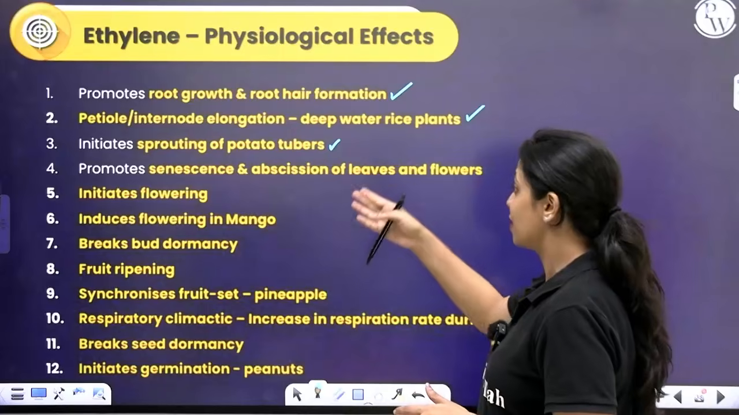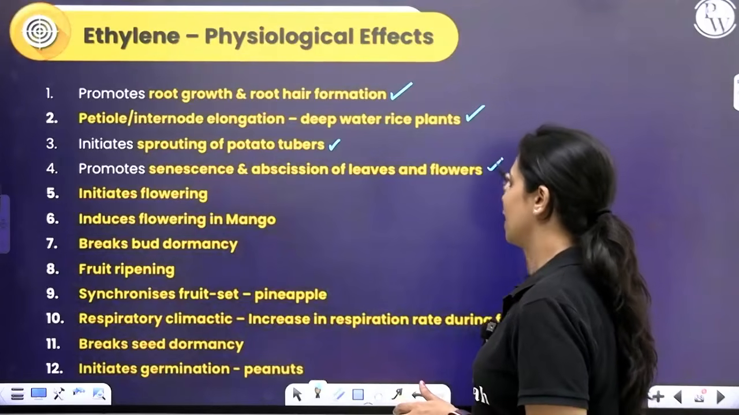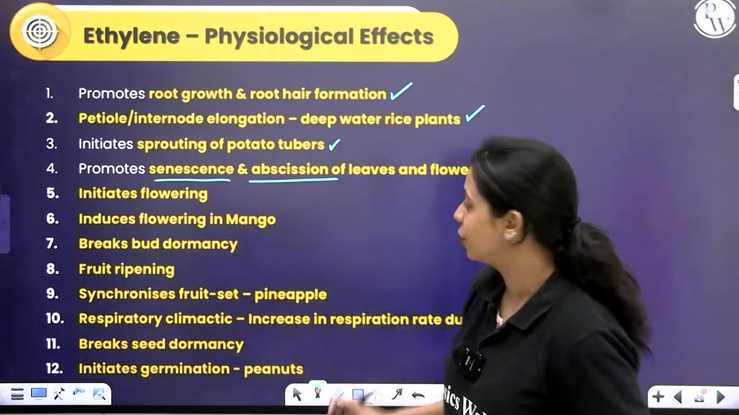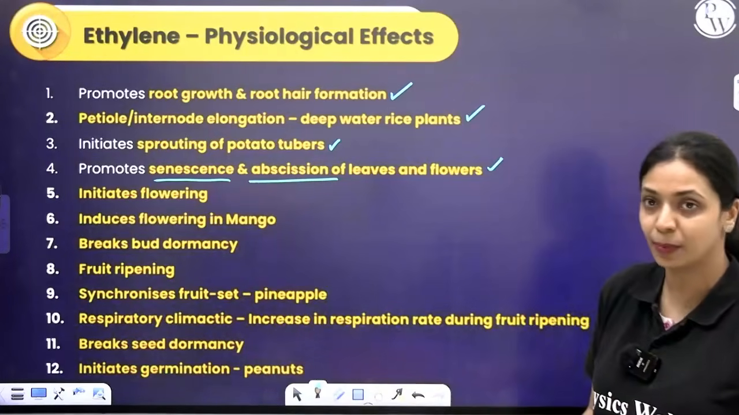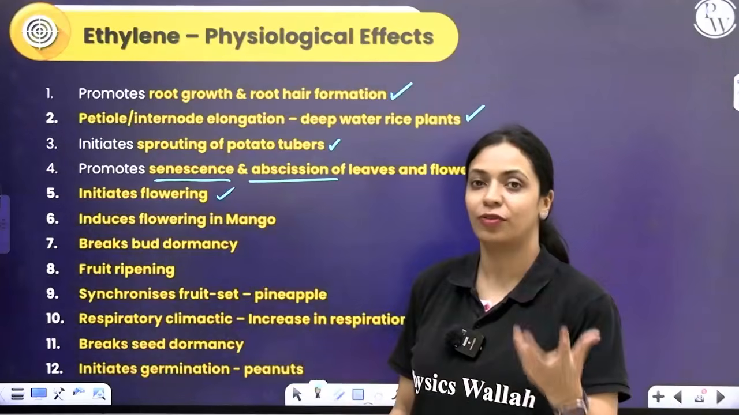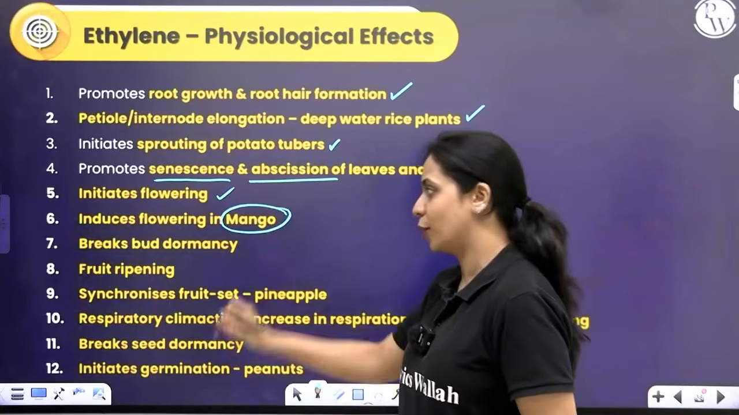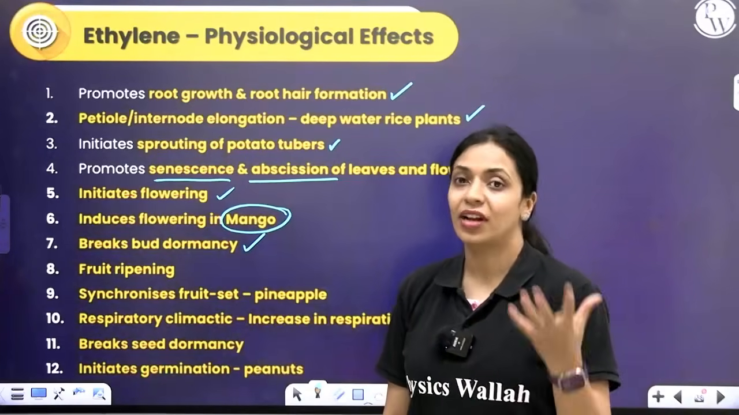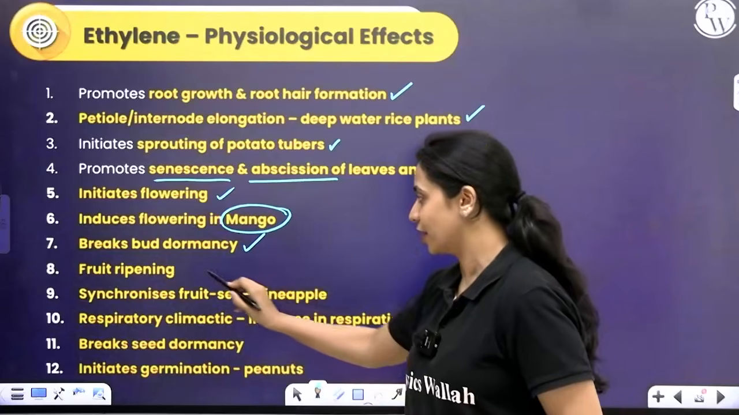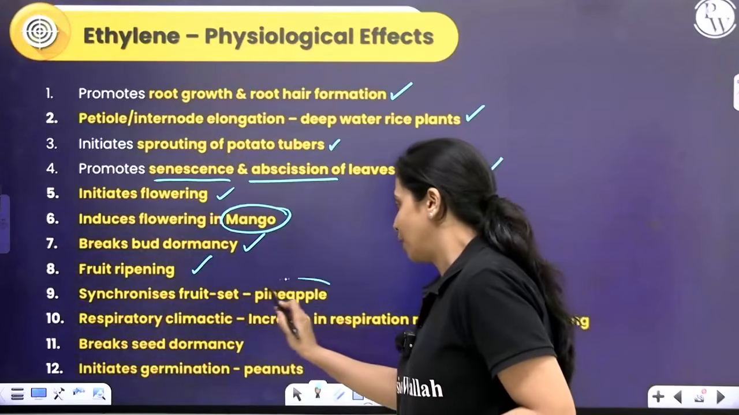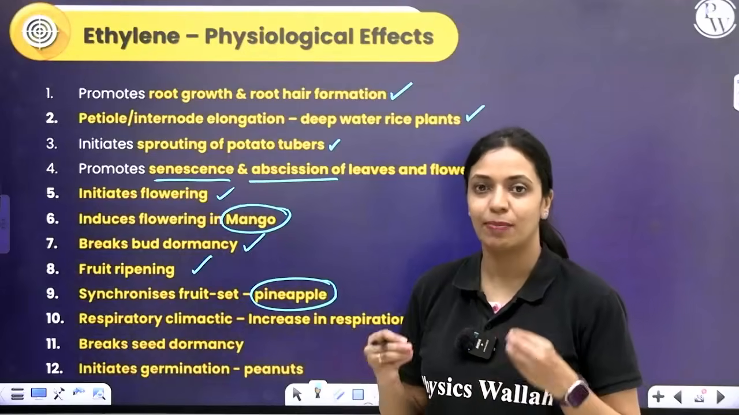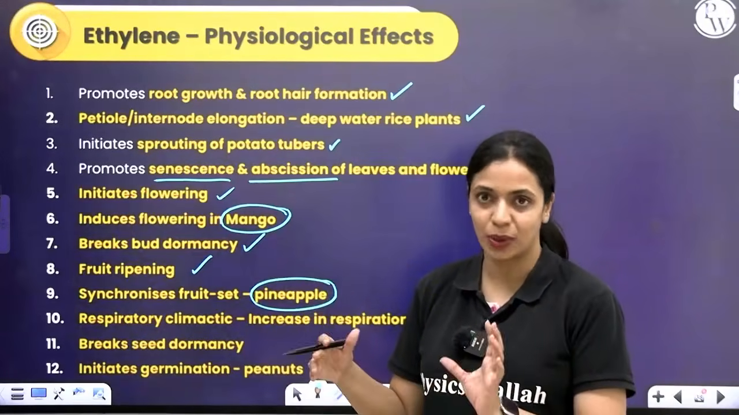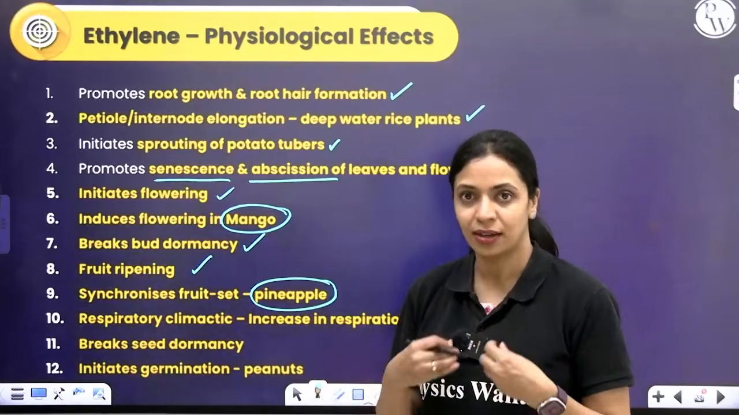It promotes senescence and abscission of flowers. Now, senescence is aging, abscission is making leaves fall off. This is kind of like a growth inhibiting property. It initiates the production of flowers, specifically in mangoes as well. It breaks the dormancy in buds. It promotes the ripening of fruits, which we saw in case of banana. That is how it was discovered. In pineapple plant, it synchronizes fruit set. It makes sure that the flowers are produced at once, so that all the fruits can be produced at once, so that the harvest can be done at once.